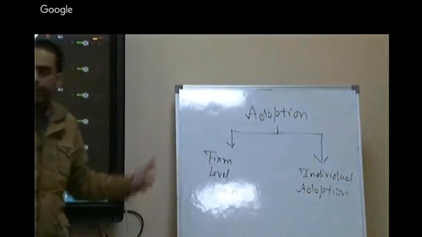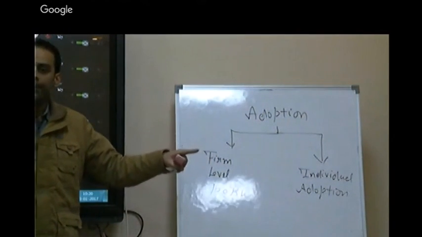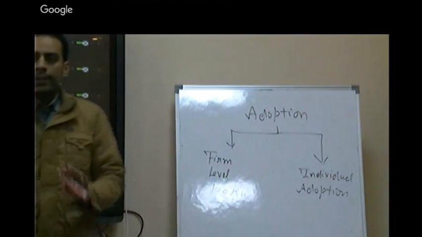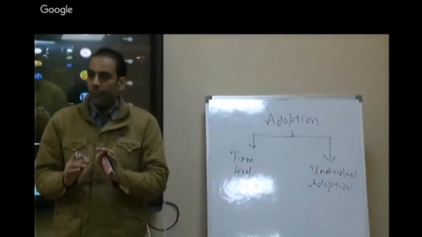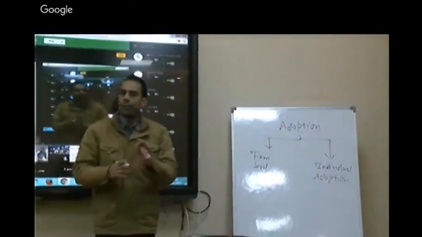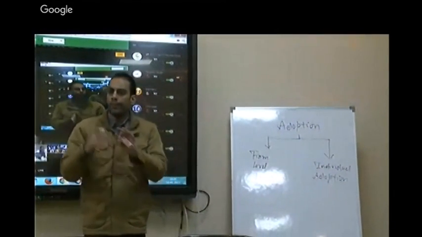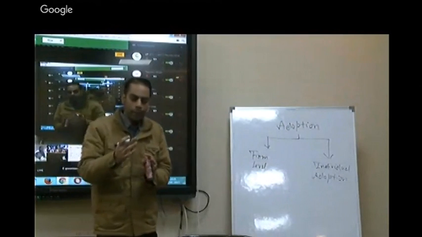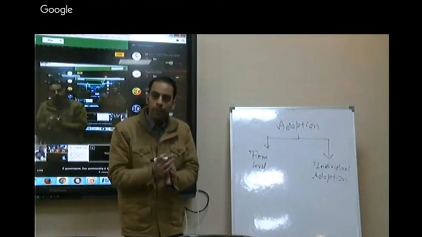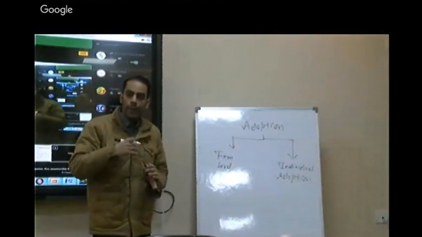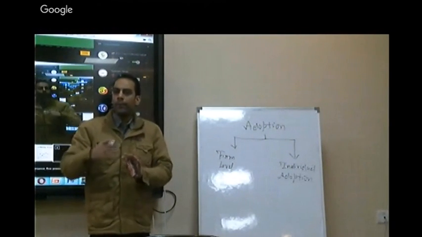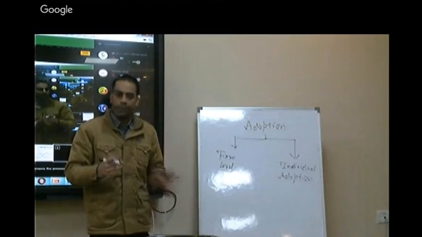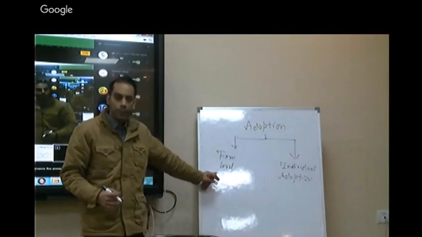Firm level, organization level adoption. Second is individual level adoption. Firm level means if I am representing an organization, or maybe a chief executive officer, or a president, general secretary, or a management, whether, if somebody proposes a new technology to me, I am willing to adopt it or not, or what will be my decision. That will be a firm level adoption.